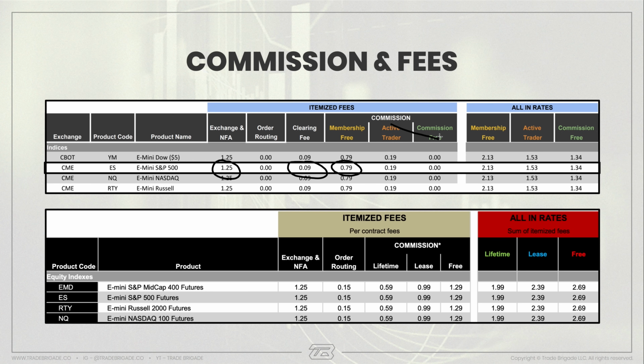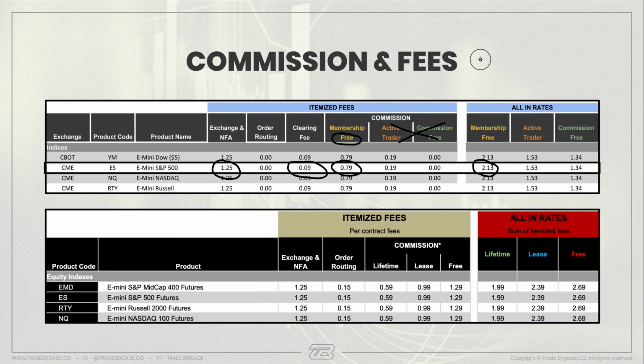We're going to ignore the active trader and the commission-free options. Those are things that you can upgrade to with your broker if, at the end of the day, you're trading more contracts. It makes sense to potentially join one of these additional tiers. But again, we'll just focus on the free tier for consistency's sake. 79 cents goes to the broker, and at the end of the day, your all-in fee will be $2.13 per contract that you decide to trade.